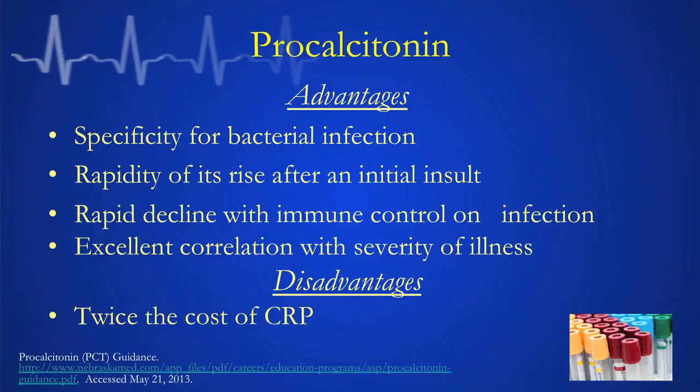I guess the disadvantage, then, we're going to have to watch this and see, is it costs twice what a CRP costs. So if we're ordering procalcitonin levels on every patient and multiple levels to monitor their progress, we'll have to see what the cost-benefit ratio is.